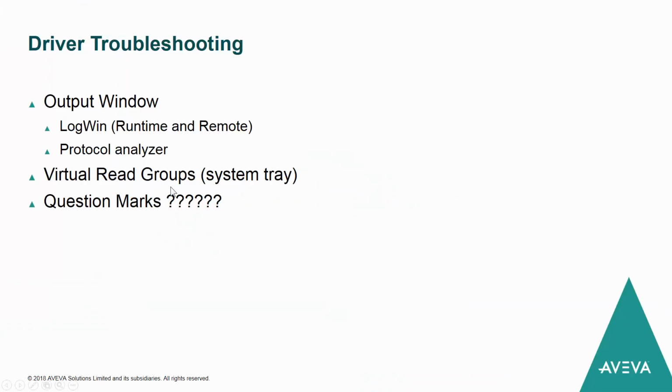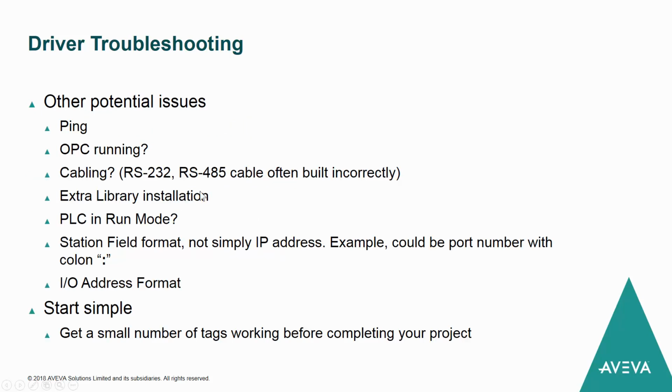So that was the system tray virtual read groups. We talked a bit about that. Other potential issues, especially if you're running on an Ethernet network: you need to be able to ping. You need to often be on the same subnet to be able to get to the device. Make sure you can ping.